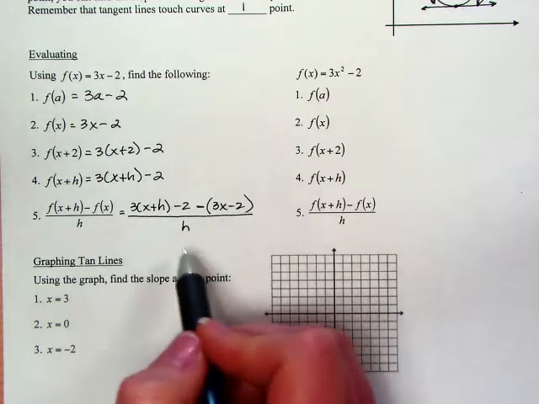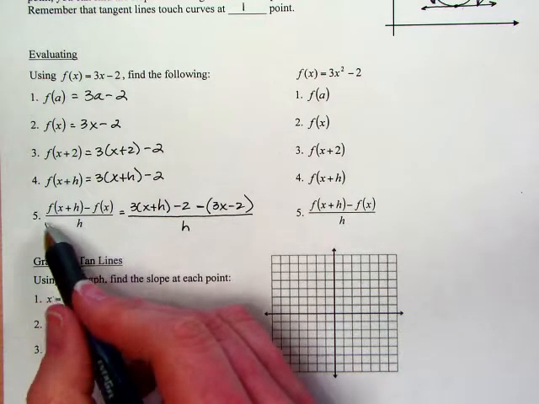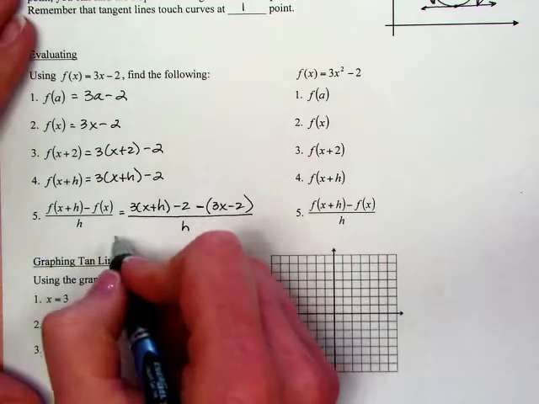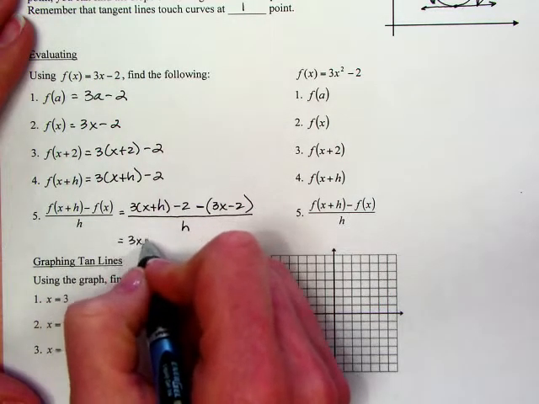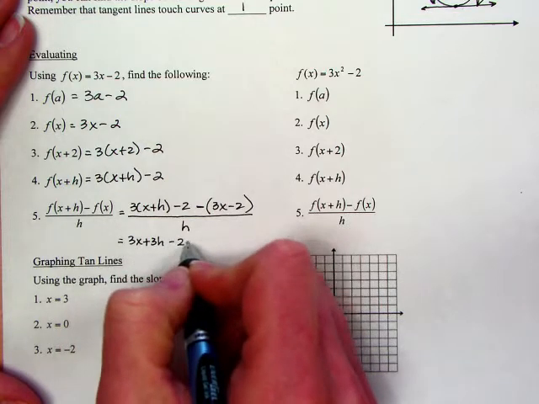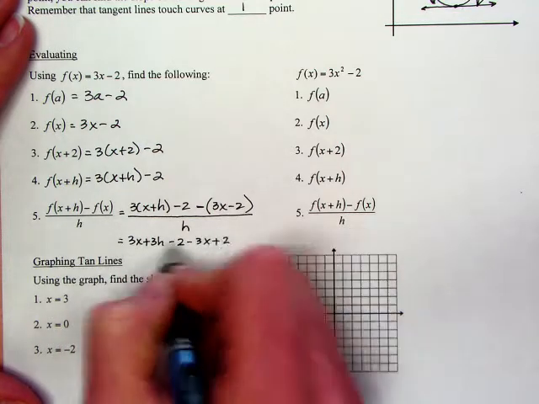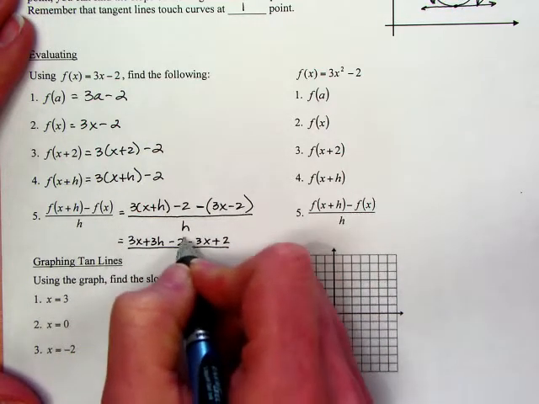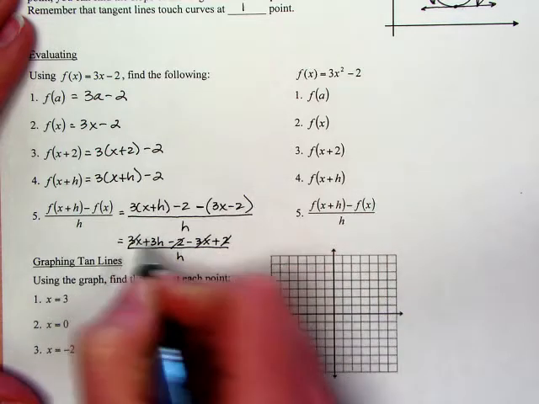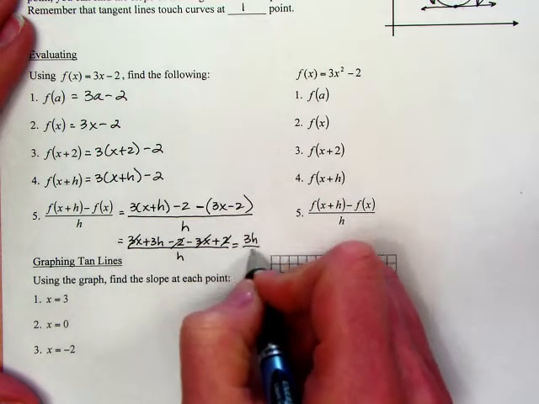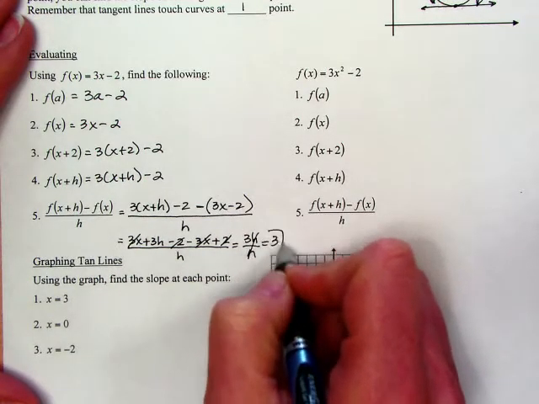But this is usually the challenging one for students, getting all of these bits plugged in where they need to go. So you end up with 3x plus 3h, just doing some distributing, minus 3x plus 2, over h. 2 and 2, 3x and 3x, so I'm left with 3h over h. The h's cancel and I'm left with 3, which is pretty awesome.